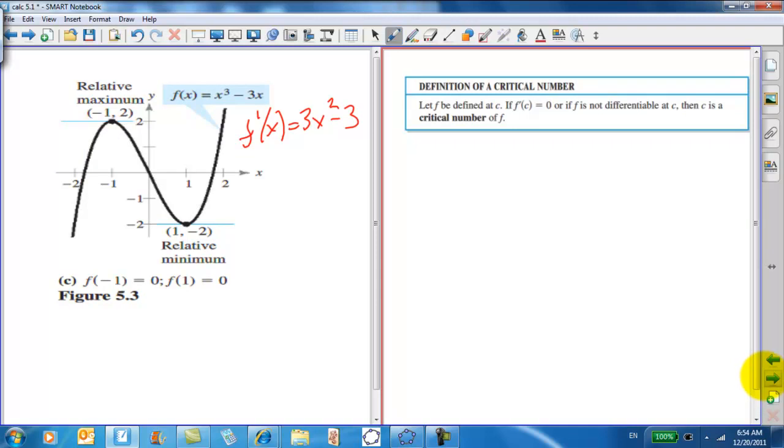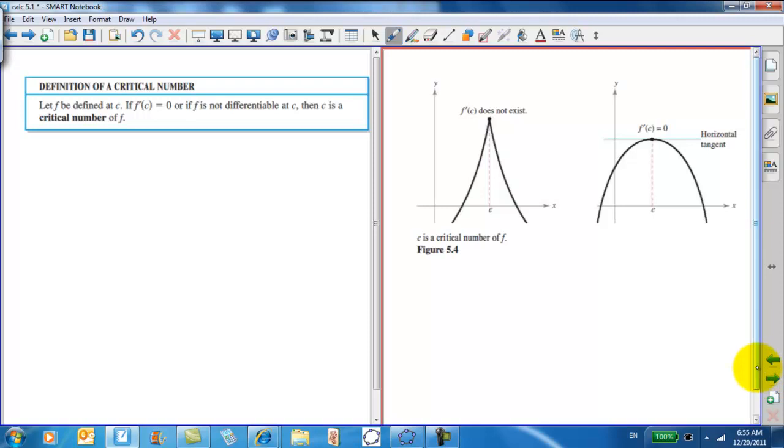So a critical number now is basically the numbers we're really going to be interested in. Let f be defined at c. If f prime of c, the derivative at c, equals 0, or if f is not differentiable at c, then c is a critical number of f. It's a number we want to focus on because it could be a candidate for a relative max or min. Notice here, we got this sharp corner where the derivative doesn't exist, and it turns out to be a relative maximum. Here we got a horizontal tangent line where the derivative is equal to 0, and that turns out to be a maximum.